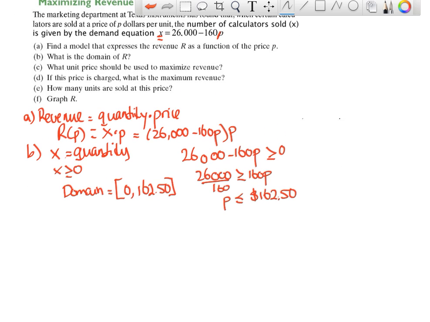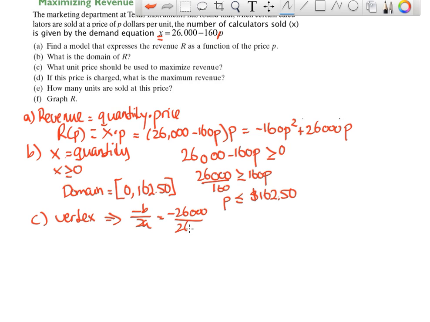What unit price should be used to maximize the revenue? Well, this ends up being a quadratic, and if I multiply it out, you see that a little easier. So it's negative 160P squared plus 26,000P. Well, quadratics have a vertex, and in this case, because it opens down, it's going to be a maximum. So the vertex would be at negative b over 2a, which is negative 26,000 divided by 2 times negative 160, and that comes out as $81.25.